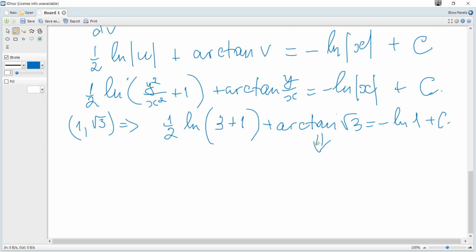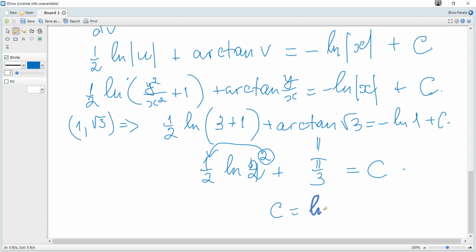What is arctangent of root 3? It's the angle for which tangent is root 3. Tangent is what? Sine over cosine. For it to be root 3, it's what? It's 60 degrees, so it's pi over 3. And a half ln of 4 plus pi over 3 is c, since ln 1 is 0. And ln of 4, it's ln of 2 squared, and using a property of ln we can move the power in front, so we can write that c is just ln 2 plus pi over 3.